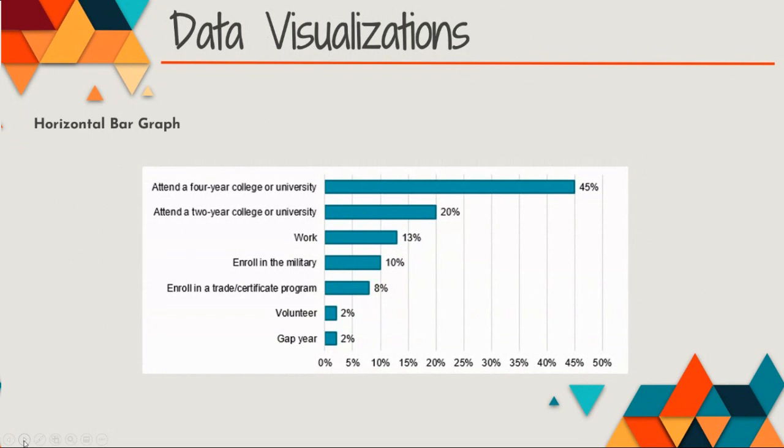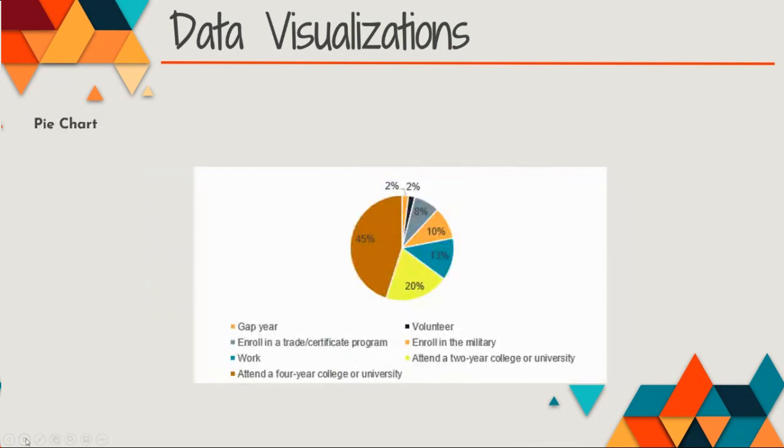So in the narrative for this report, you could say the highest percentage of responses, 45%, attend a four-year college or university. Very few participants, 2%, engage in a gap year between high school and enrolling in a post-secondary education. So that would be one way that you could showcase that data.